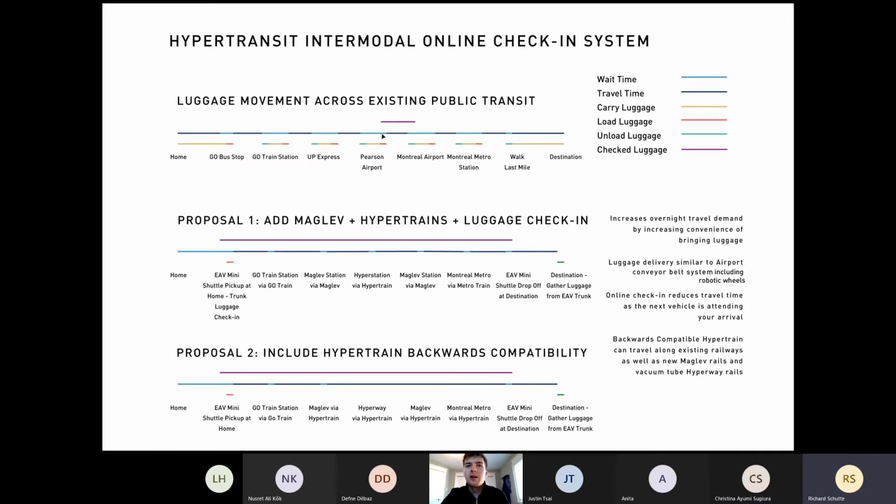So what this diagram is showing up here in purple, this is the time where your luggage is actually checked, when you don't need to be carrying it around from train to train, from car to train, through an airport, for example. And then these areas down here are your wait and travel time. So you're traveling from home to the bus stop, you're traveling from the bus stop to the station, and then here these light blue areas are moments of waiting.